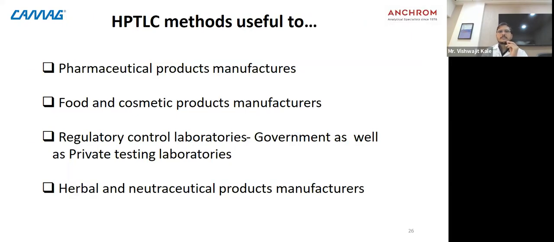Now, these HPTLC methods and analysis methods, as I discussed during my session, are very useful to pharmaceutical product manufacturers, food and cosmetic product manufacturers, regulatory control laboratories or testing laboratories, government as well as private sectors. Then herbal and nutraceutical product manufacturers, those who are using phospholipids for formation of bilayers or as an excipient in their final products.